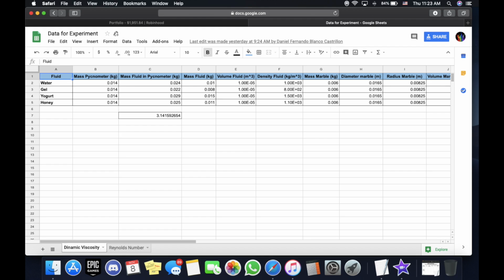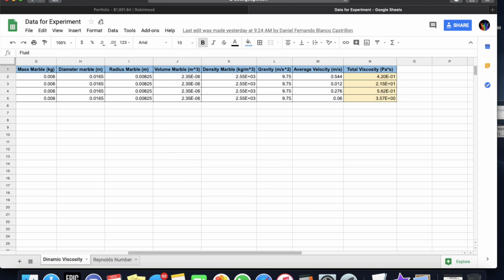For the mass of the marble, that's a constant that doesn't change. We got the answer in grams, but we have to divide it by 1,000 to find it in kilograms. What we got for that was 0.006 for water, gel, yogurt, and honey. For the diameter of the marble, we used the vernier tool to measure that. We got 0.0165 meters for all of them, because that's a constant that doesn't change. For the radius of the marble, we just cut whatever we got for the diameter in half, and that was 0.00825 meters for every single data point.